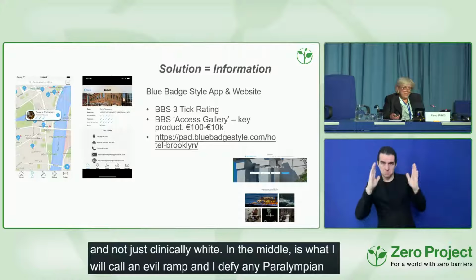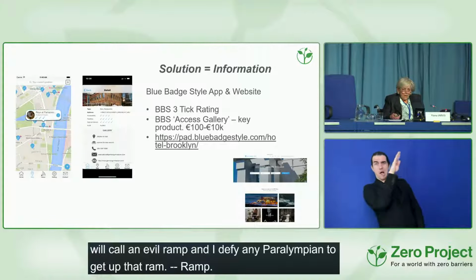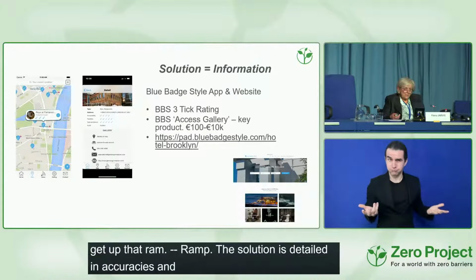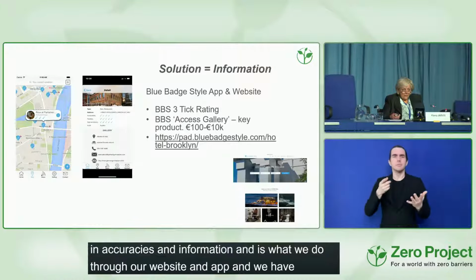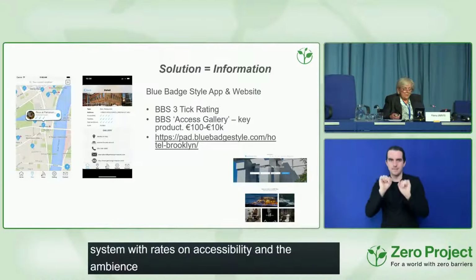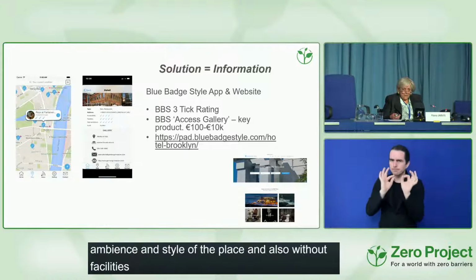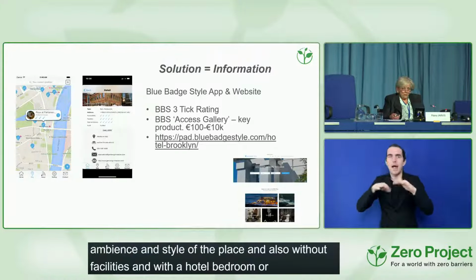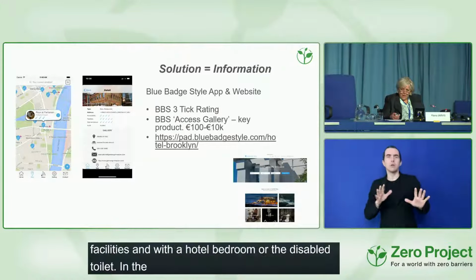So the solution is detailed and accurate information, which is what we do through our website and app. And we also have a tick rating system that rates on accessibility, the ambience or the style of the place, and also on the facilities, i.e. either the hotel bedroom or the disabled toilet. In the UK, I'm now known as the Queen of the Disabled Toilets, something I never aspired to.